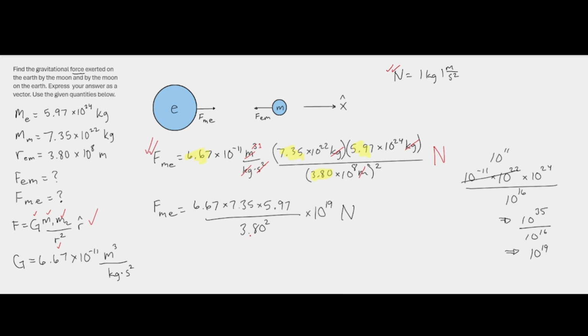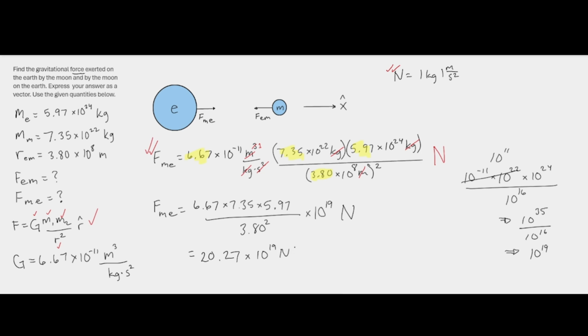So I have 6.67 times 7.35 times 5.97 divided by 3.80, and I have to remember to square that. To two decimal places, this is equal to 20.27 times 10 to the 19th newtons.